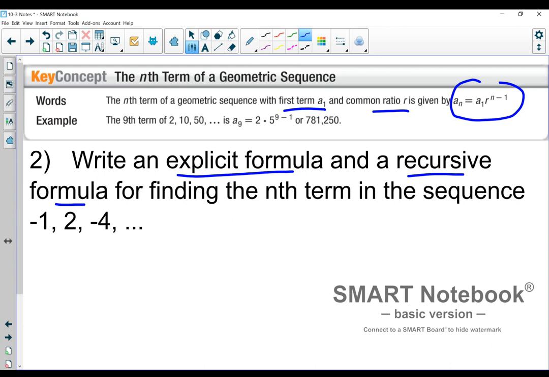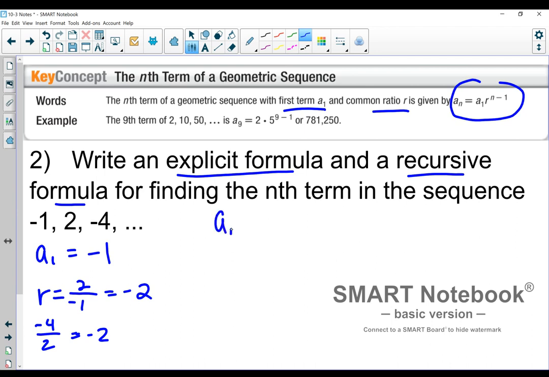So in order to have an explicit formula, I need A1 and R. I have my A1 right away. That's -1. R I would get by dividing those terms out again. So 2 over -1 is -2. And I always like to check using the other 2 terms I've been given. -4 over 2 is also -2. So I have A1 and I have R.